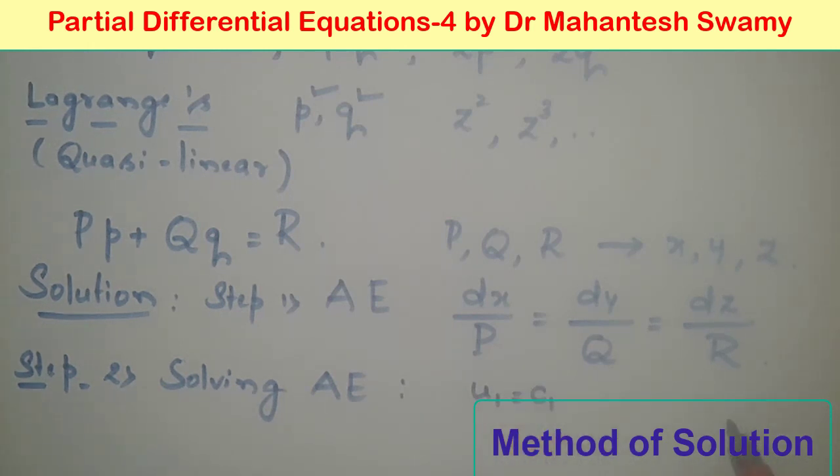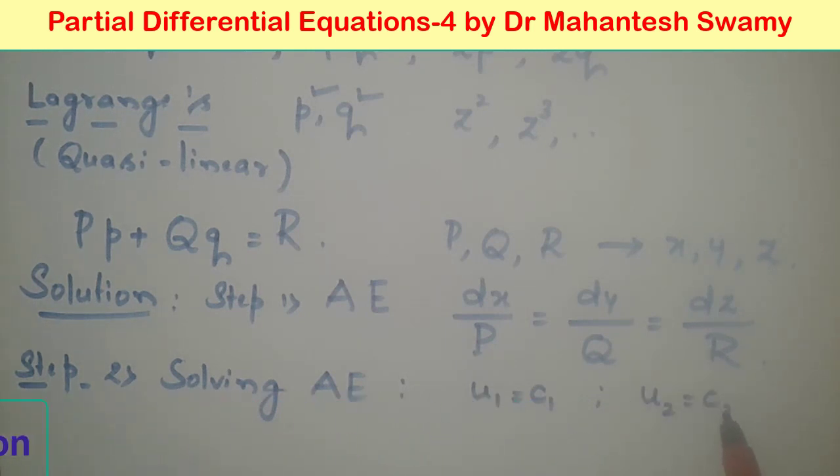In the second step, we have to consider the remaining two members. If we have considered first and second in the first case, consider either second or third, or first and third in the second case, and do the integration process to get another solution, that is u2 equal to c2. The method will be well explained when we solve the problems. So let us directly consider here that these are the solutions obtained from this auxiliary equation.